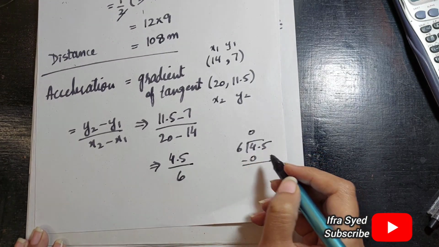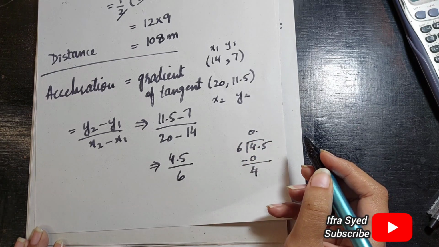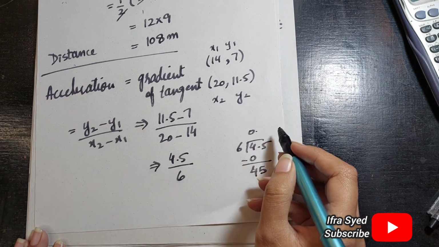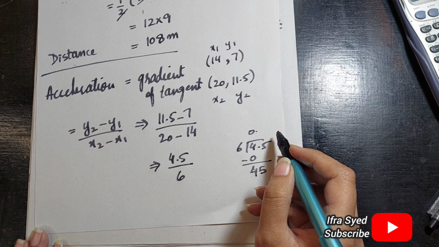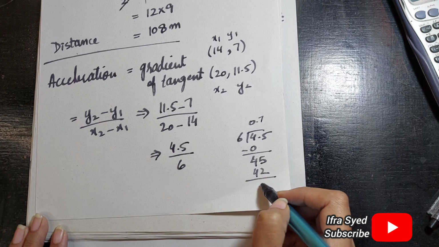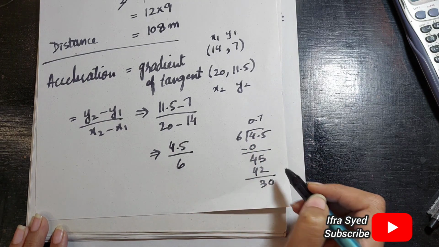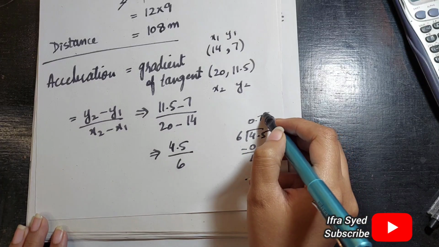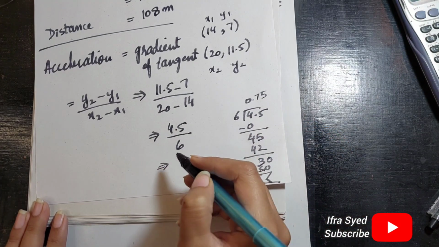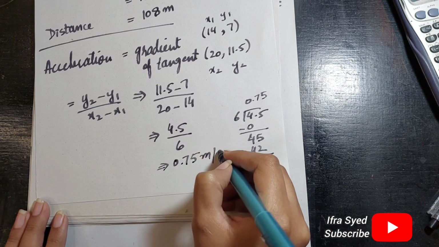So 6 into 0 is equal to 0. When we subtract 0 from 4, it will be equal to 4. This point goes up here, and we have 45. So 6 into 7 is equal to 42, so I'm writing 42 here, and 5 minus 2 is equal to 3. As we have a decimal here, we can easily write 0 here, and 6 into 5 is equal to 30. So our answer is: acceleration at this point is 0.75 meter per second square.